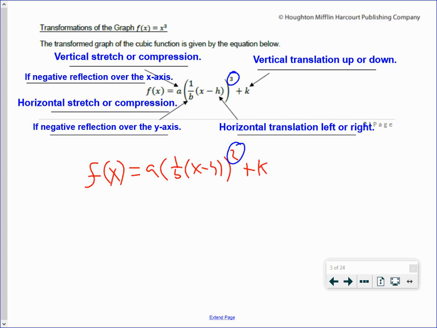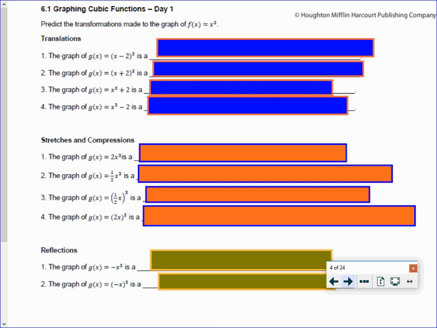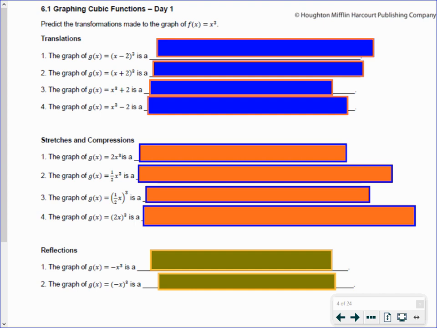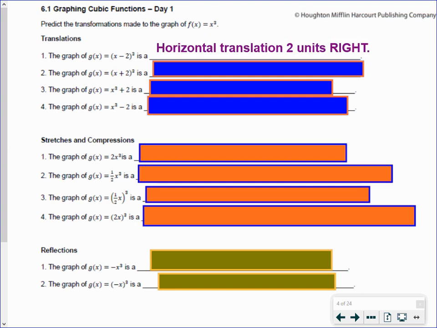And all the a's, the b, the h, and the k, they all work the exact same on a cubic function as it did with a parabola, or with a square function. So let's keep going. The graph g of x equals x minus 2 cubed. That's going to be a horizontal translation 2 units right. The graph of g of x equals x plus 2 cubed. That's a horizontal translation 2 units left.